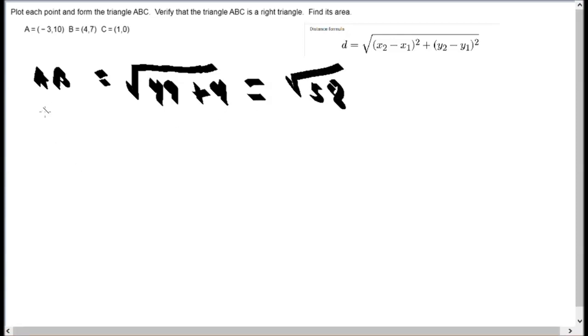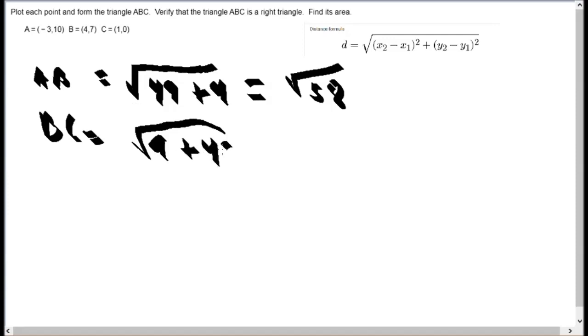And then let's look at B to C. That will be equal to the square root of 1 minus 4, which is 3. 3 squared is 9. And then 0 minus 7, 7 squared is 49. So hey, look at that, same as the one before. And that turns out to also be the square root of 58. We'll leave it just like that.